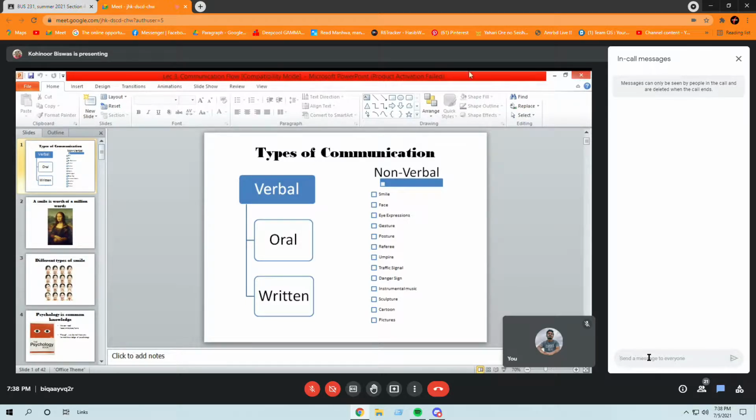Types of communication, as you can see from the slides, pretty simple to understand. Two types: verbal communication and non-verbal communication. Verbal communication means... I'm looking into the chat box. Number one, verbal communication.